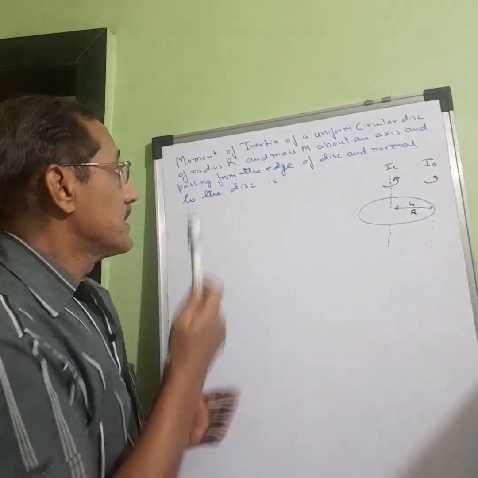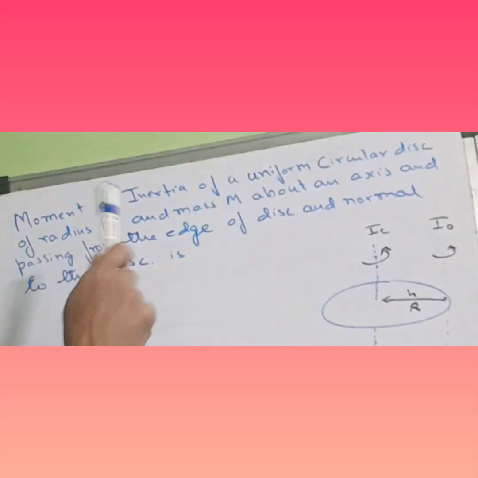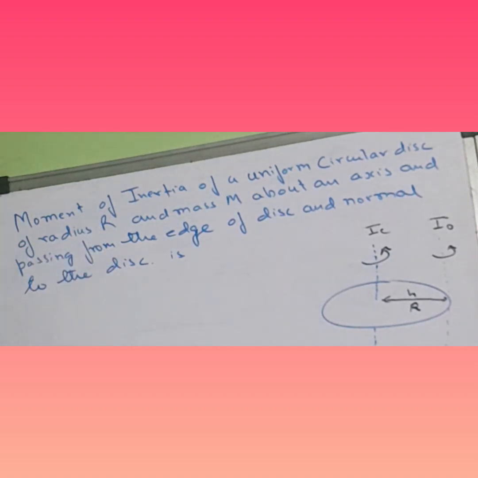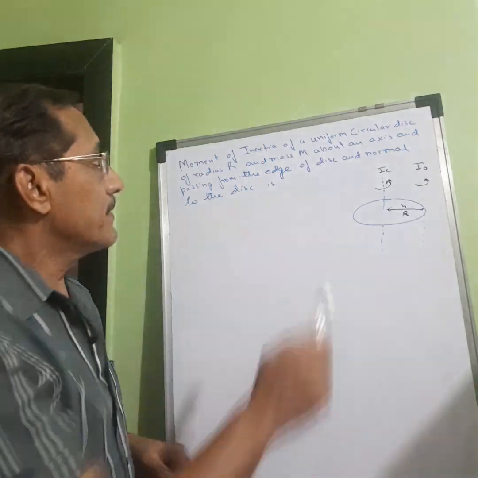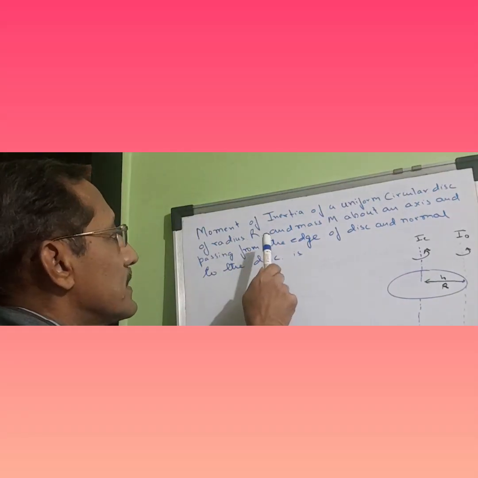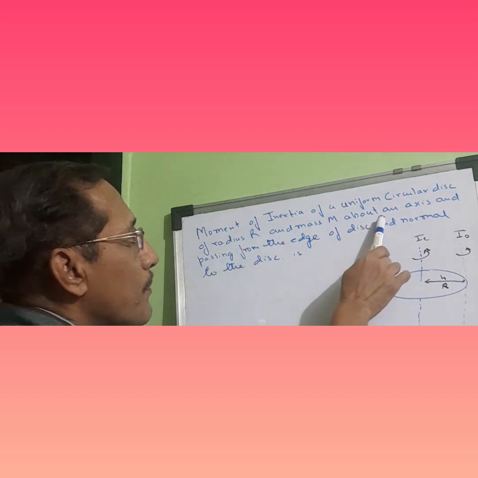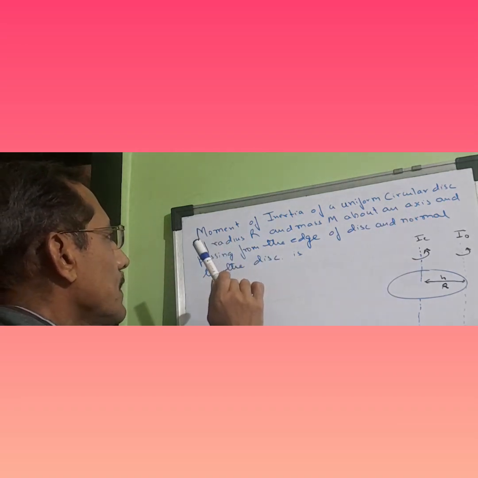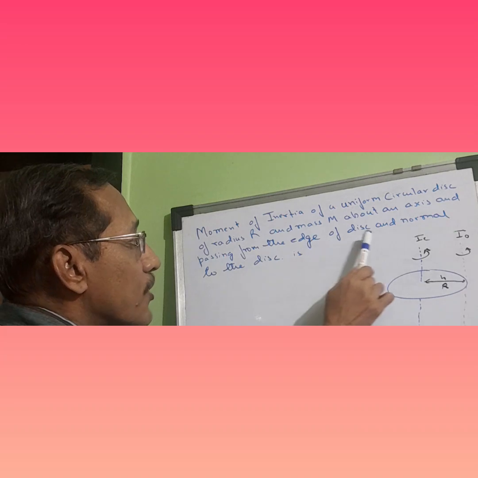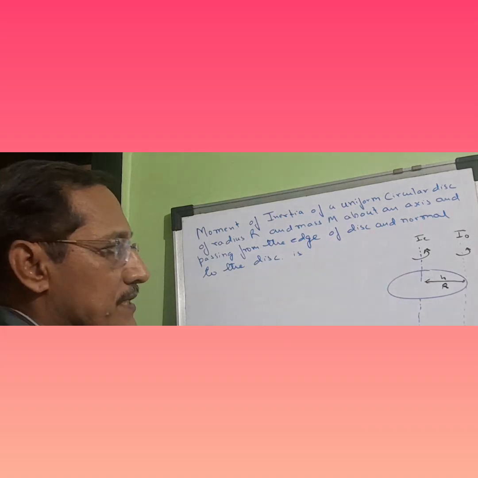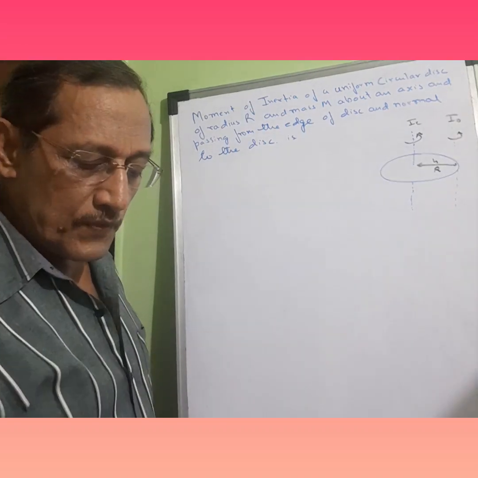Okay, let's check out this numerical. Moment of inertia of a uniform circular disk of radius R and mass m, about an axis passing through the edge of the disk and normal to the disk. So basically what do we have to find?